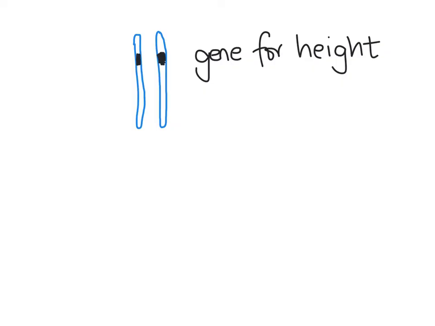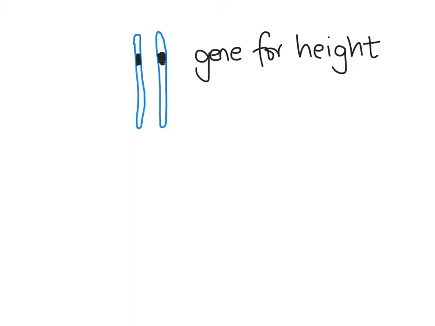It's the same in pea plants. They get one of the chromosomes from one parent and one from the other. So that means that you've inherited one gene for height, or these pea plants inherited one gene for height from one parent and the other one from the other parent.